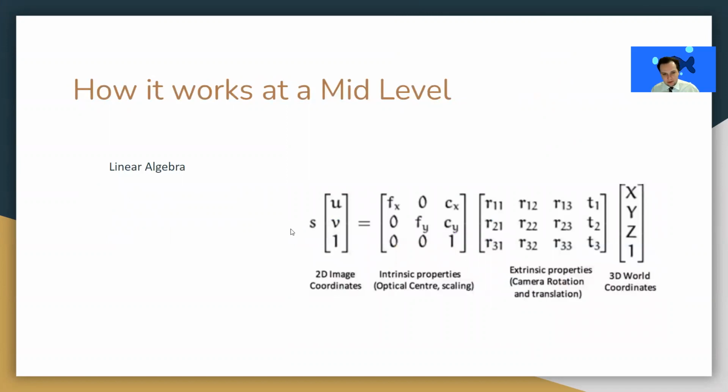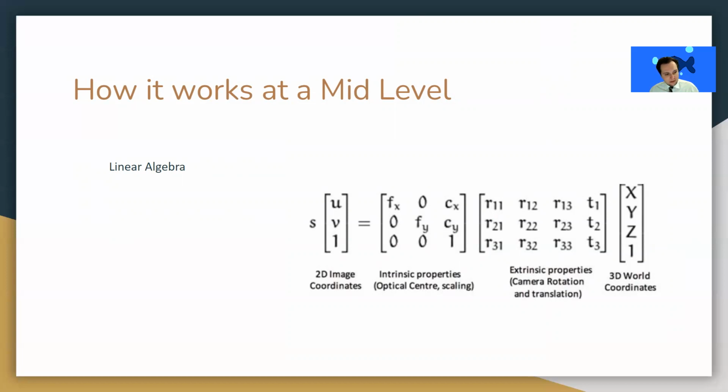Now, we're going to move on to the mid-level. When we get to the mid-level, I know of 2 really important things that we need to focus on. There's linear algebra, and afterwards we're going to talk about machine learning real quick. Linear algebra is very important to computer graphics. And because it's important to computer graphics, you bet it's important to computer vision.